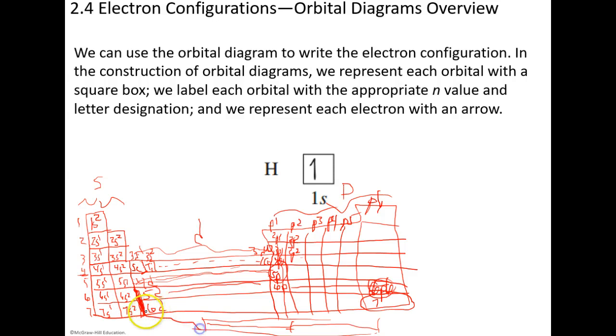That's where the f's actually fit in, and the f's are 2 numbers less. So if this is period 6, this row up here is the 4f's, and this is the 5f's. So the 5f's fit right here. The 4f's are right here. So it goes 6s, then you go to the 4f's, then you go to the 5d's, and then you go to the 6p's.